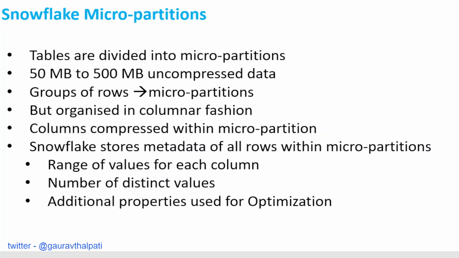A table is divided into several micro partitions. These are really small. The data in a micro partition can be from 50 MB up to 500 MB of uncompressed data. Snowflake does apply compression on top of this, but in an uncompressed form, the maximum is around 500 MB.